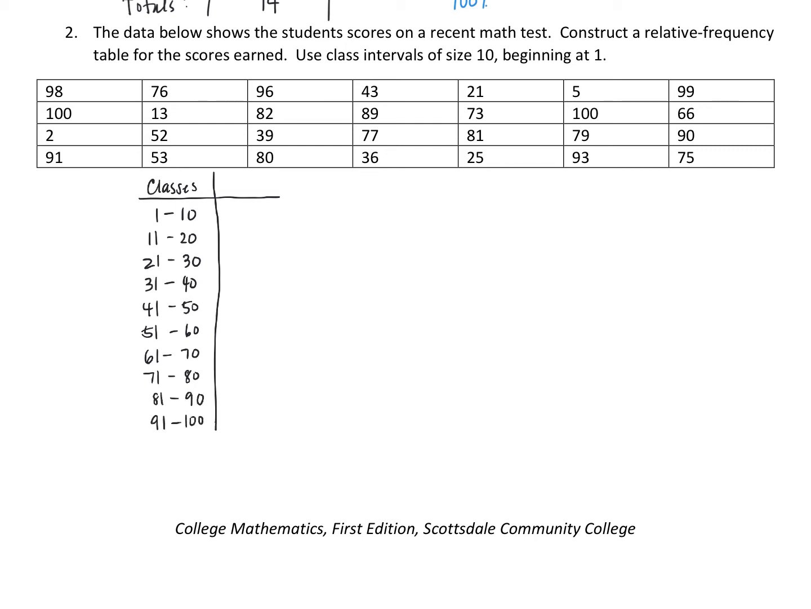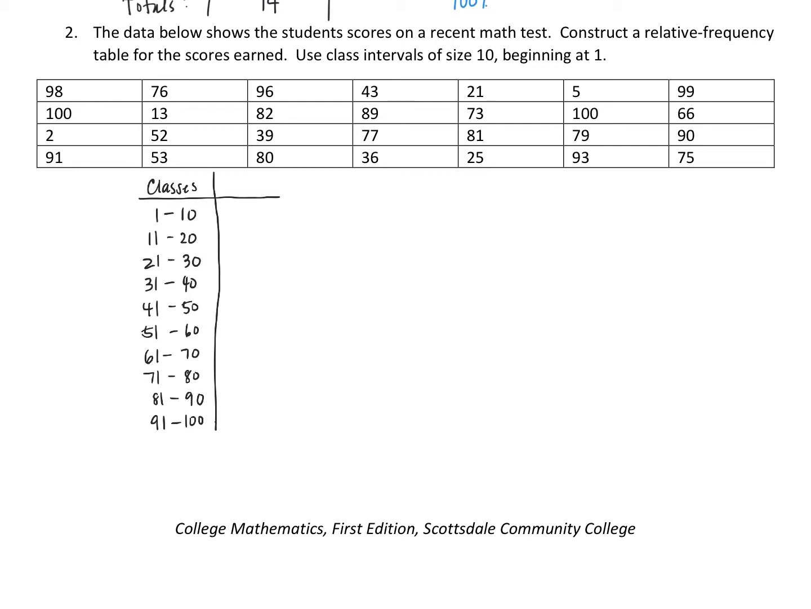So it's important to note here when you're making classes, all of your intervals should be the same width. So they should all be of size 10. So there should be 10 items in each class, or 5, or whatever your interval size is or your class width. It should be the same for all of your intervals.